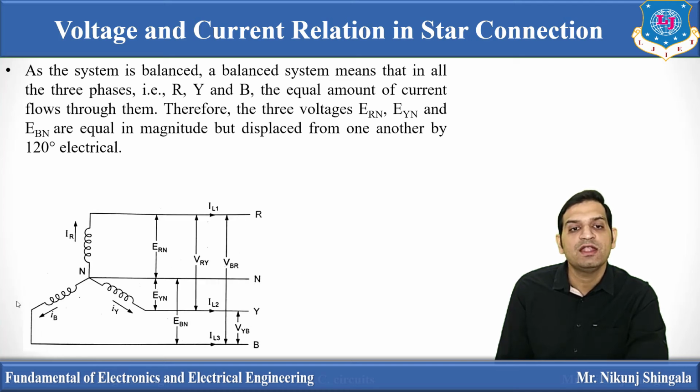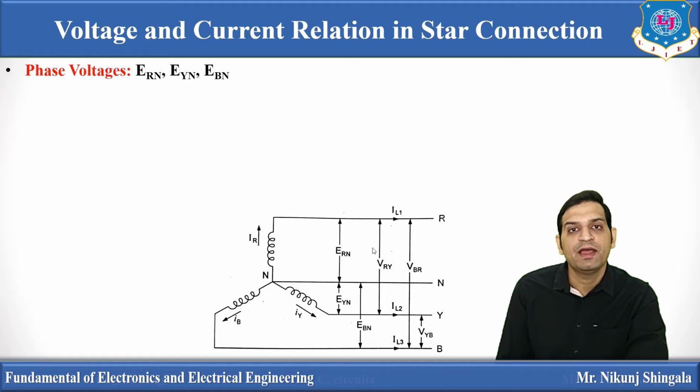So here in the basic setup, you can see three windings are connected in star connection. One end of each is connected to a common point, which is nothing but the neutral point. Currents IR, IY and IB are the phase currents which are flowing through the windings. IL1, IL2 and IL3 are the line currents which are flowing through the three lines R, Y and B. ERN, EYN and EBN are the phase voltages.